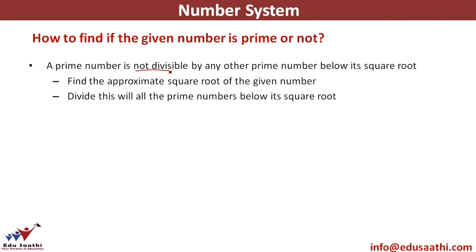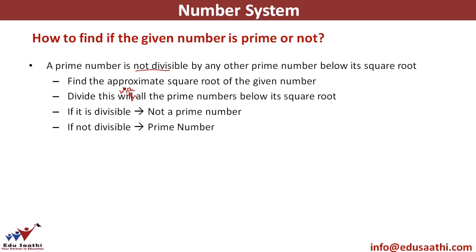Divide this with all the prime numbers below its square root. So whatever number I've given you, I will divide it with all the prime numbers below its square root. If it is divisible by any prime number below its square root, it is not a prime number. If it is not divisible by any number below its square root, the given number is a prime number.